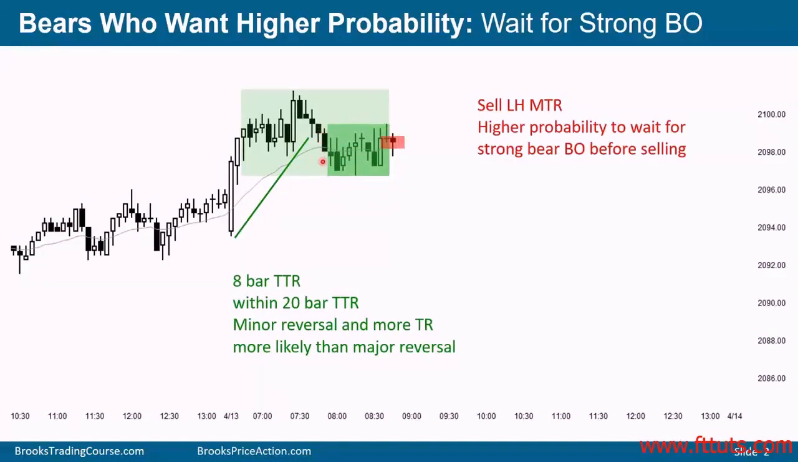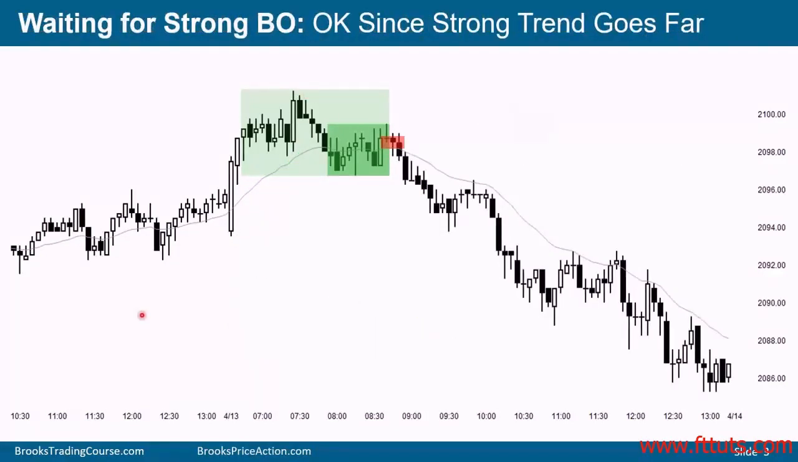An 8-bar tight trading range inside of a 20 or 30-bar trading range. Minor reversal likely. It's more likely that we'll just stay sideways, but 40% chance we'll get a swing down if traders put a stop up here. And that turned out to be the case. This is the 40% of the time when the market had a swing down.